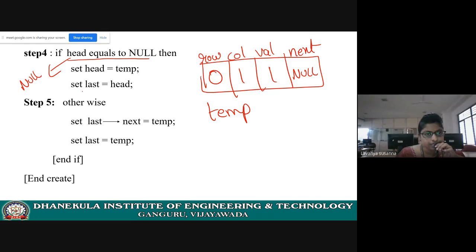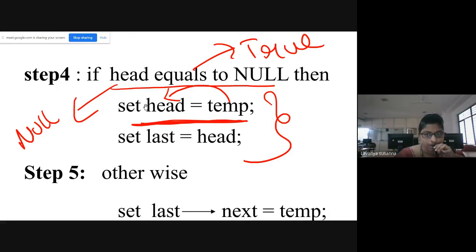So when you are creating the first node, then only step 4 will be executed. When you are creating the second node, step 4 will become false. See here, if head equal to null, head is null, right? Null equal to null, true. When this is true, these two statements will be executed. Head equal to temp: you are assigning temp address to head.